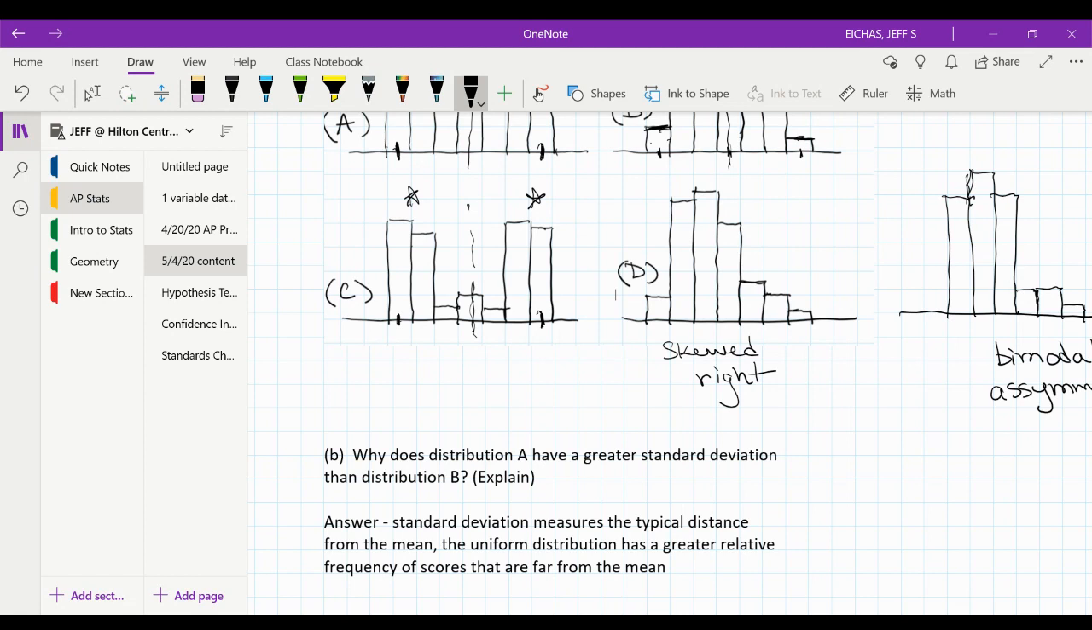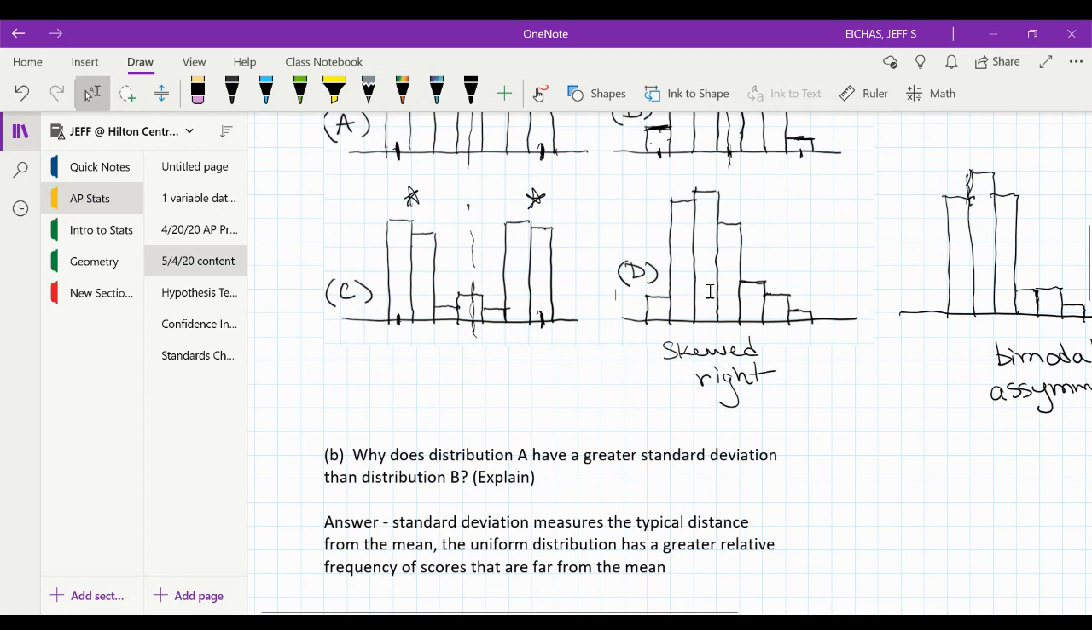These scores near the mean, once you put them across the whole distribution, scores in the middle will bring the standard deviation down a little bit. Okay, scores far from the mean will bring the standard deviation up. This distribution has a lot of scores far from the mean, very few scores close to the mean. Okay, so that's going to be the highest of all.